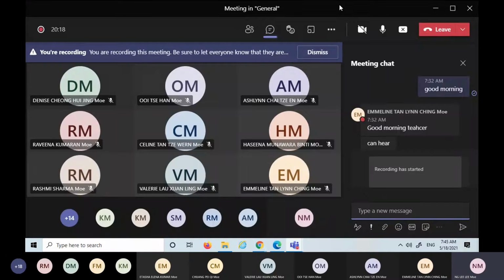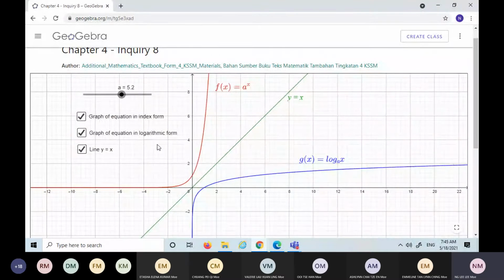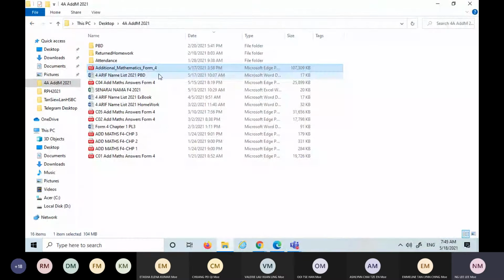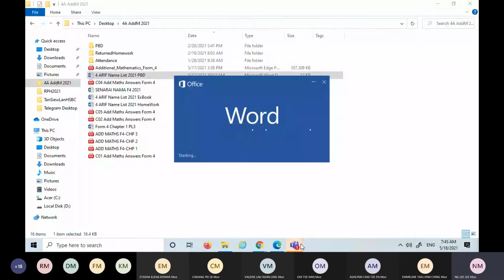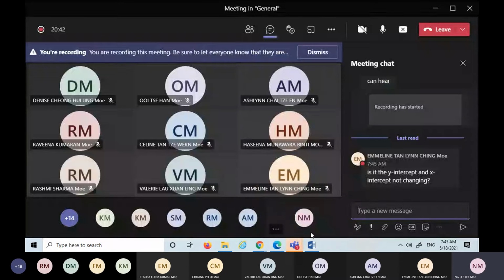Okay, I come back here. Still waiting. Oh, someone responds. Okay, Emily says, is it the y-intercept and the x-intercept not changing? Very good. For the red one it is the y-intercept, for the blue one it is the x-intercept.